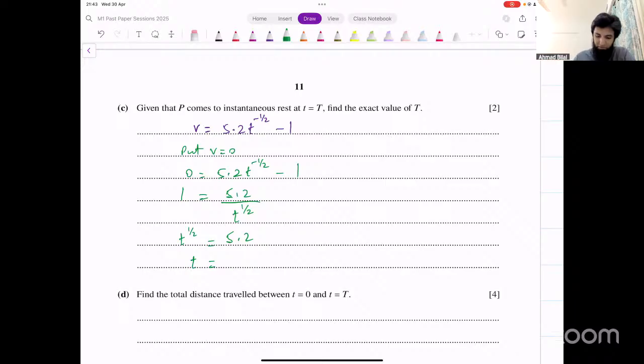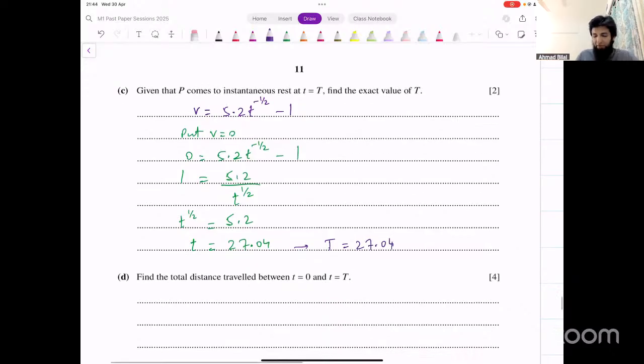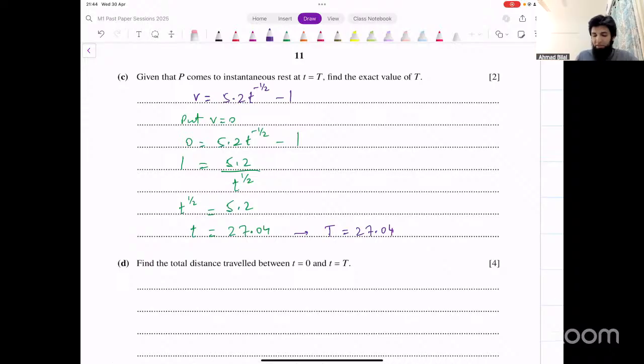27.04. That's what we were looking for. Is that okay? They were asking for capital T. We can say capital T therefore equals 27.04. Now they're saying find the total distance traveled between time equals 0 and time equals T. That means time equals 0 and time equals 27.04.